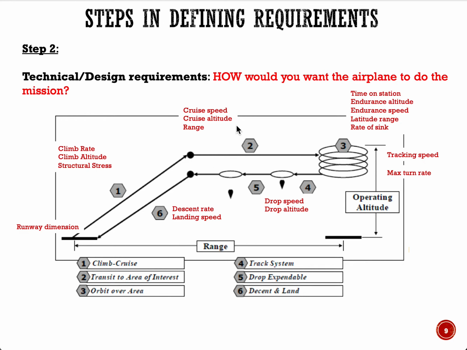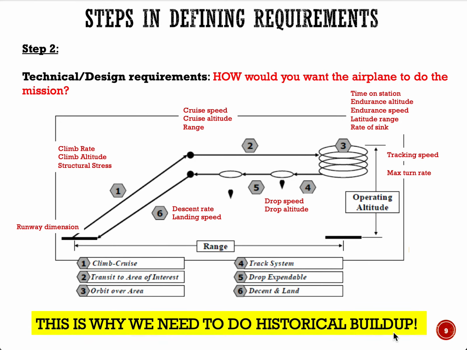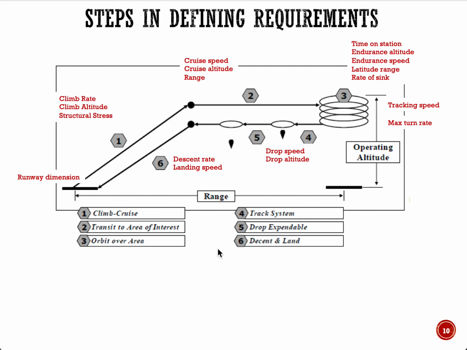It could be the climb rate. You want to achieve the altitude as high as possible. There is some value in that, right? That's something that you have to set, right? And there's no way for us to do this without doing a thorough historical buildup, right? So again, this is why we need to do the historical buildup, right?